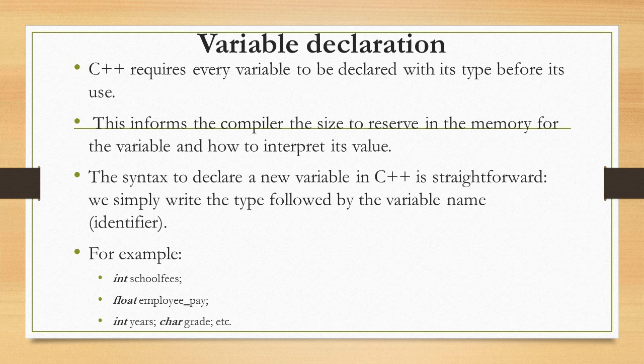Then the second one is float employee underscore pay. So employee underscore pay is the name of the variable or identifier and the data type of it is float. So we are expecting employee underscore pay to hold anything in decimal point, like CGPA and the likes.